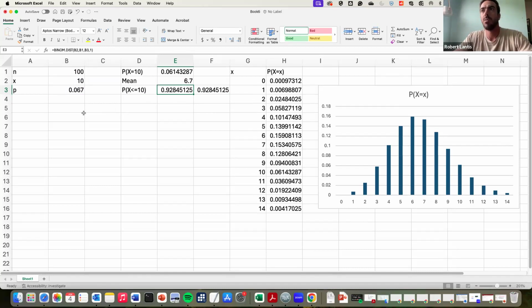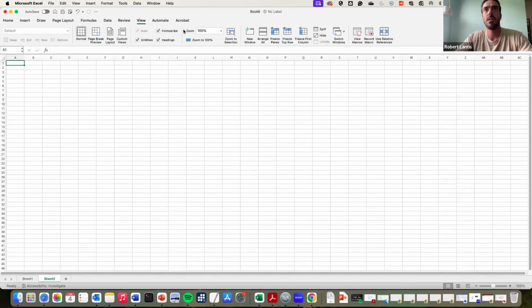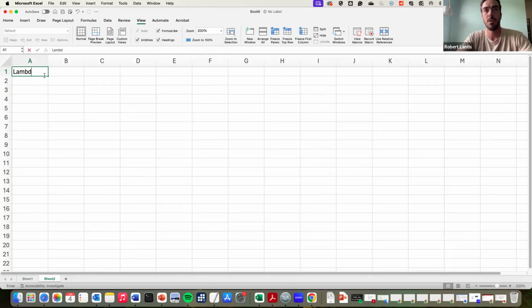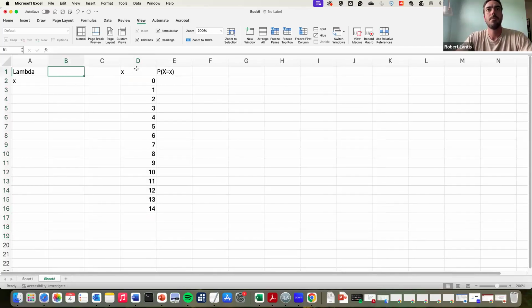Let me think if there's anything else I want to say here. I think we're good. So the next thing we'll take a look at is a Poisson distribution. So for the Poisson distribution, we needed a lambda and then the x values we were interested in. So once again, I'm going to think about different x values from 0 to, I'm going to hold the option button, let's just go up to 14 like we did for the binomial. And actually I'm going to move this over just a little bit to give us a little more room because we'll come back to this.